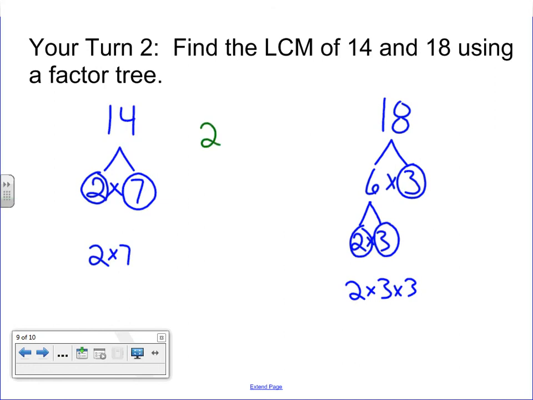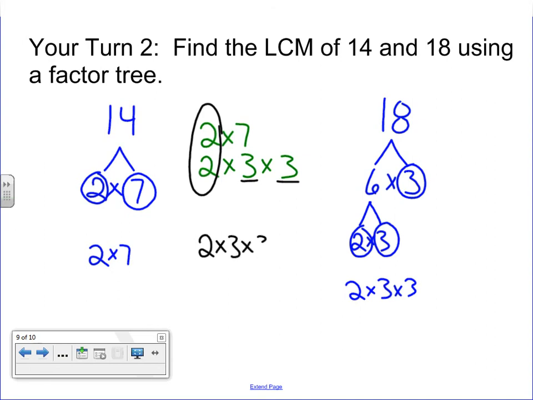Again, if I write these on top of each other, it helps me to see what they share. And in this situation here, 2 is shared, so I'm only going to include that one time. I'm going to put 1, 2. Instead of the 2, I'm only going to put it once because it's shared. There's a 3 and a 3 here, so I'm going to do times 3 times 3. And there's a 7 there, so I'm going to do it times 7. Okay, so now we can multiply across to see what we get. 2 times 3 is 6. 6 times 3 is 18.